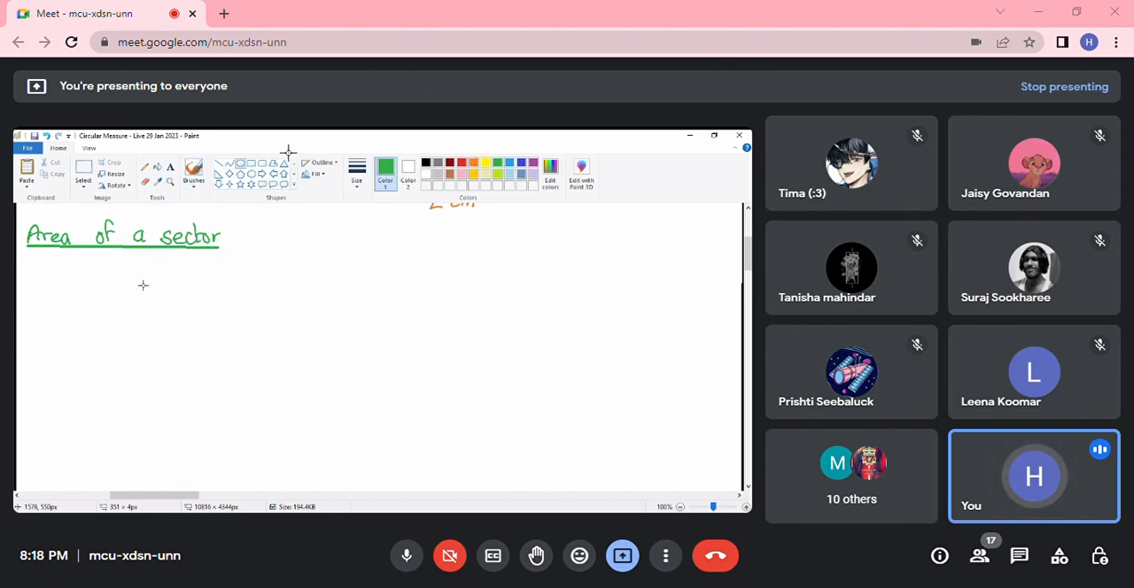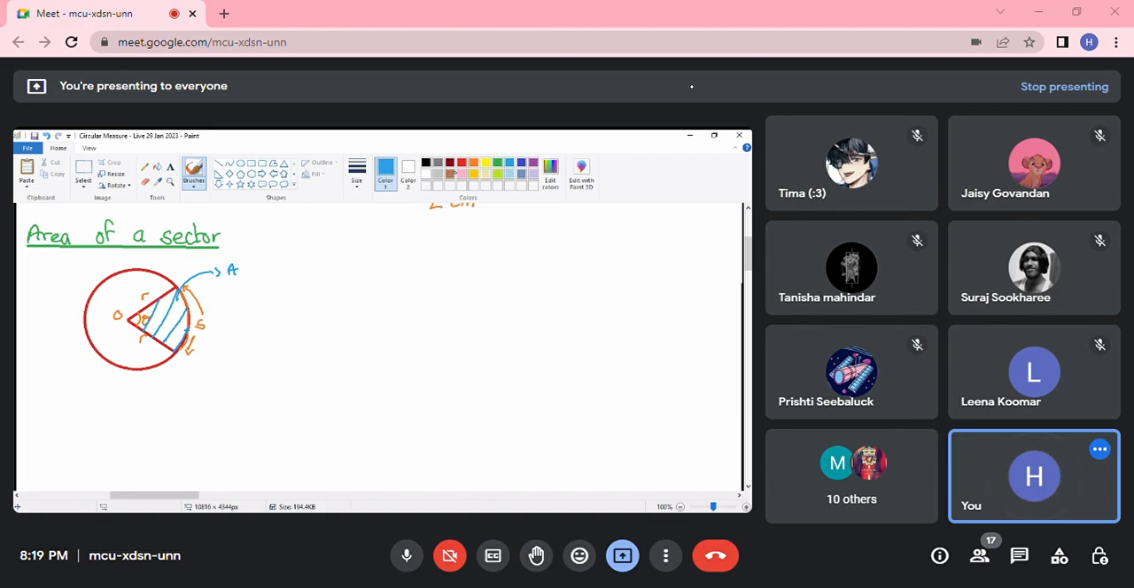So to draw, we'll start by drawing a circle. So we have a circle. The center of the circle is O. The radius of the circle is R, and we call the angle theta. The arc length of this sector is S. So this is the length of the arc, S. And now, the area of the sector, we call the area A.